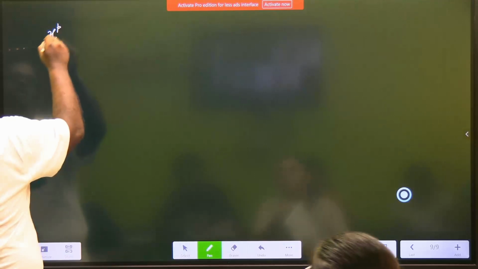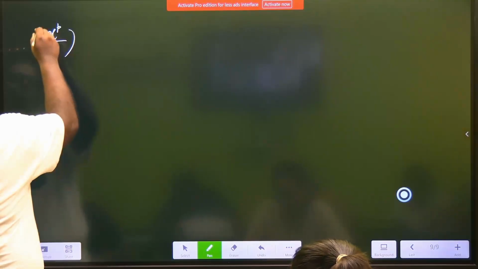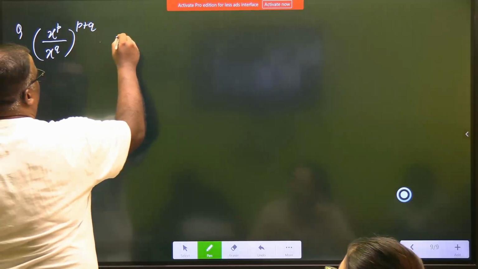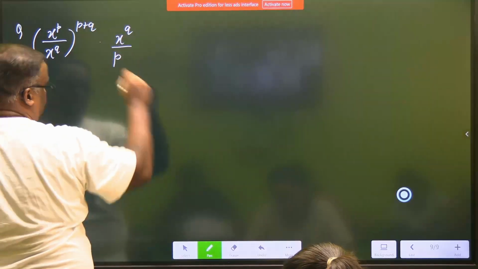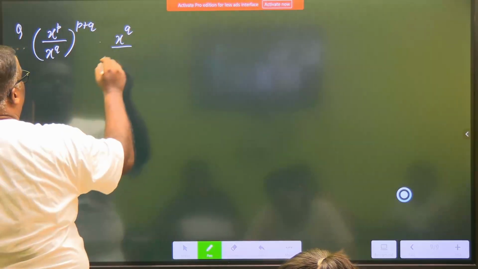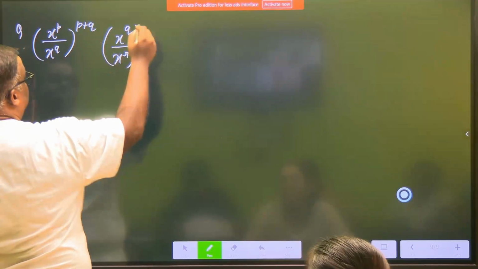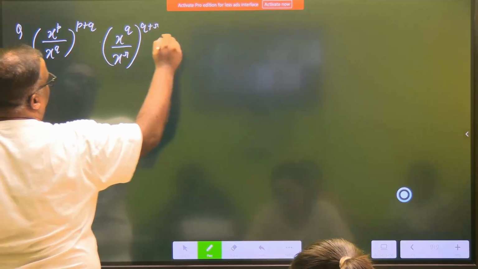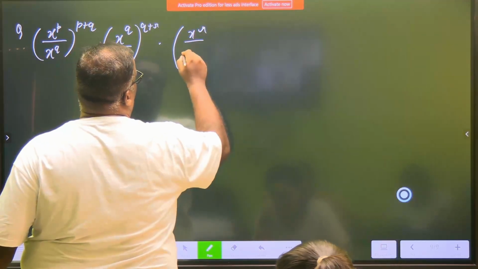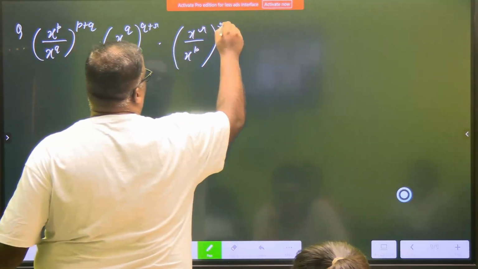X to the power p by x to the power q to the power p plus q, okay, into x to the power q by x to the power r. Very good, r. So p q, q r. So this is q plus r into x to the power r and x to the power p. Now what should be the exponent? R plus p. You need to find this value.